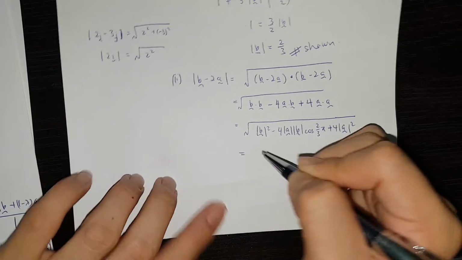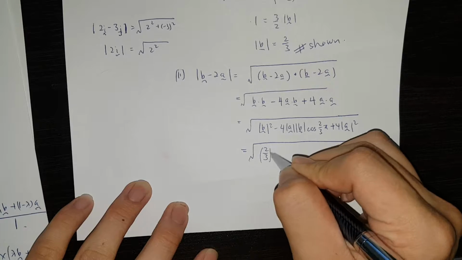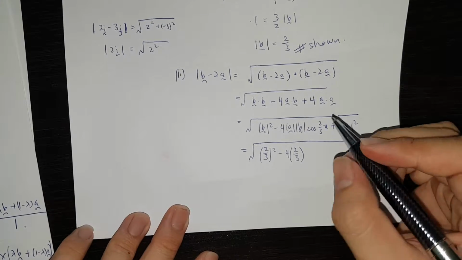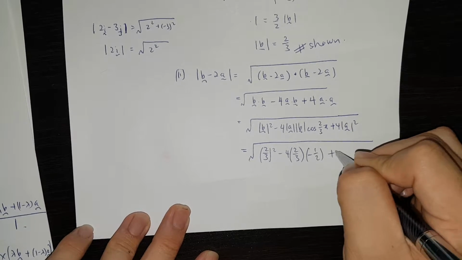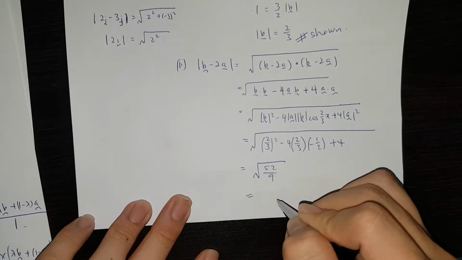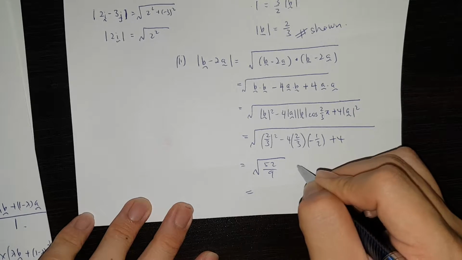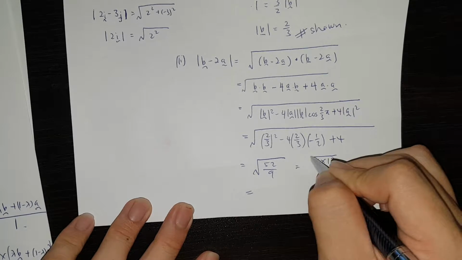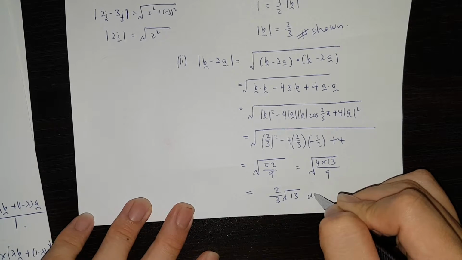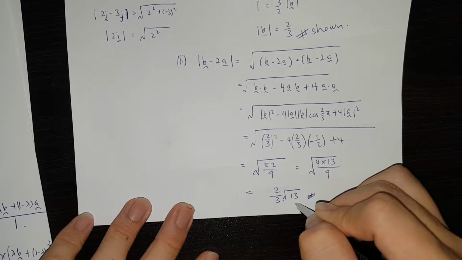Right, so cutting long story short, you just substitute all the values in. You get 2 third squared minus 4, 1 is 2 third, cos 2 third pi is actually minus half, plus 4. All in all you get 52 over 9, which is actually 4 times 13, so I can simplify it as square root 13 units. Okay, just leave it at that.